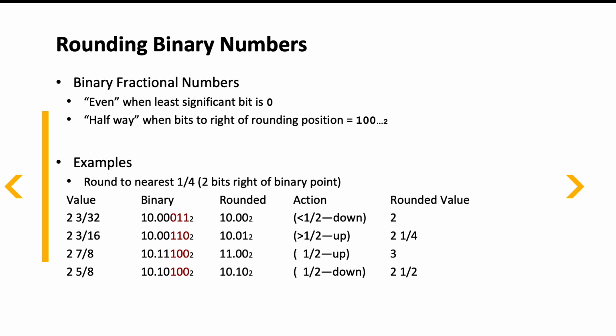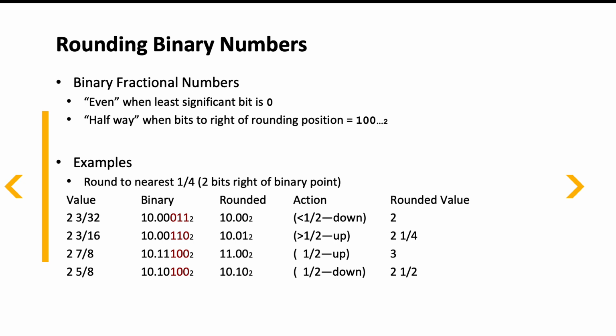Another one that's pretty easy, actually, is if we look at this 10.00110. The bits we're focusing on are the 110 in red here. And, well, we just look at it and compare it to our bit pattern, right? We have a 1, and we don't just have a bunch of zeros following that first one. We've got some weight there, so that means it's greater than halfway. So we'll round it up to 10.01. So far, so good. Very intuitive, pretty easy.